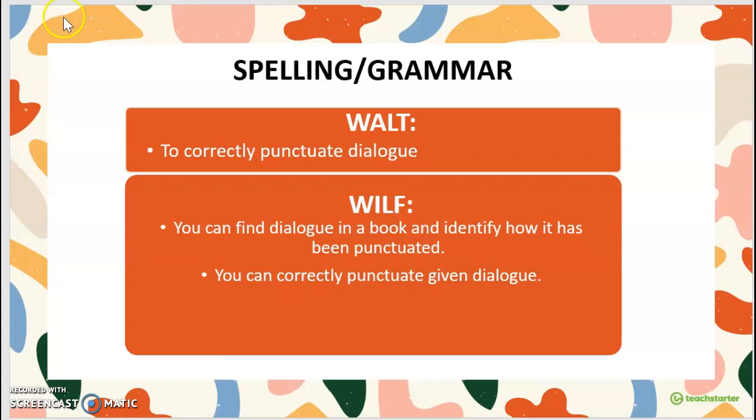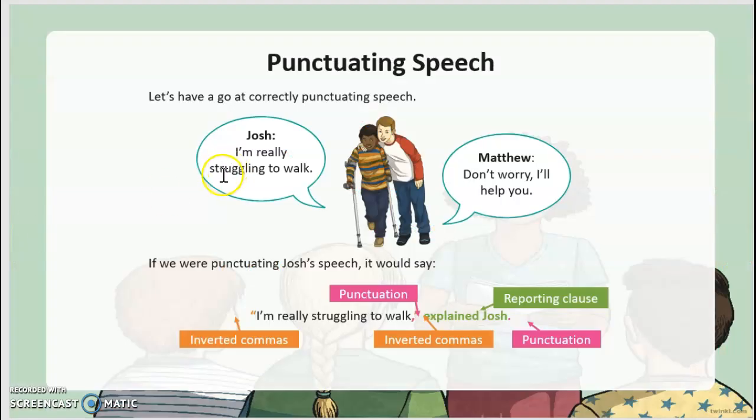Hi, Year 4. Today we're doing a bit of grammar in our spelling lesson, and that is to continue to consolidate and understand how we punctuate dialogue. So, what I'm looking for is you can find dialogue in a book and identify how it has been punctuated, and you can correctly punctuate given dialogue and fix up the errors that are in it. So, let's revise how we punctuate speech.